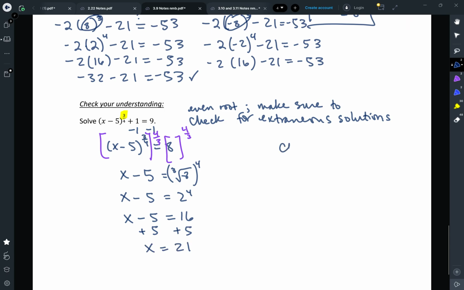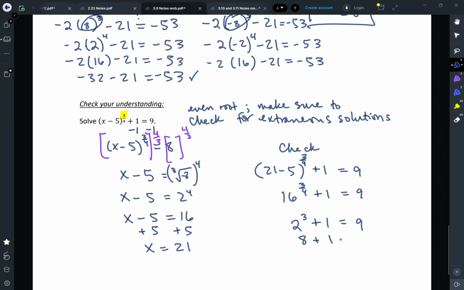All right, last step, do a quick answer check. 21 minus 5 to the 3/4 power plus 1 equals 9. This is 16 to the 3/4 power. So this means my 4th root of 16, that's 2. 2 times 2 times 2 times 2 equals 16. So the 4th root of 16 is 2. So now I have 2 to the 3rd power. And this means I have 8 plus 1. So 9 is equal to 9. So this answer does in fact check out.